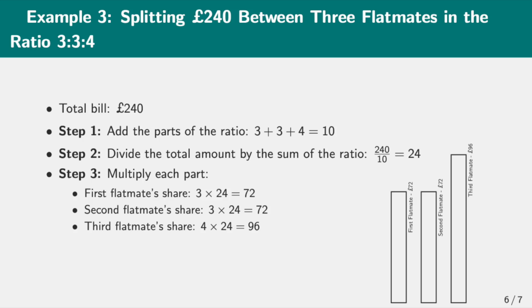Now multiply each part to find each flatmate's share. The first and second flatmates each get 3 times £24, which is £72. The third flatmate, with 4 parts, gets 4 times £24, which is £96. And just like that, everyone pays their fair share.